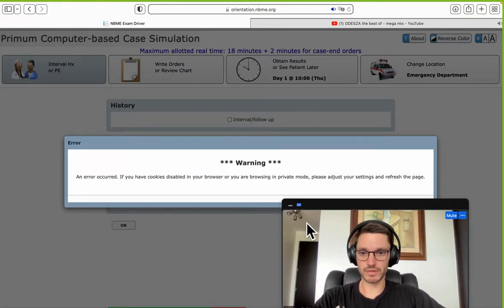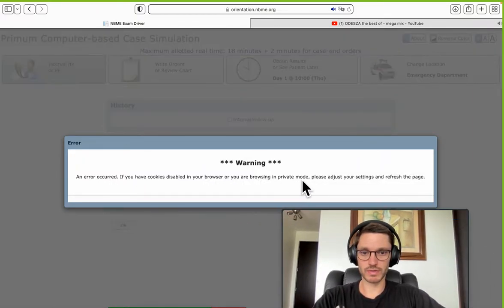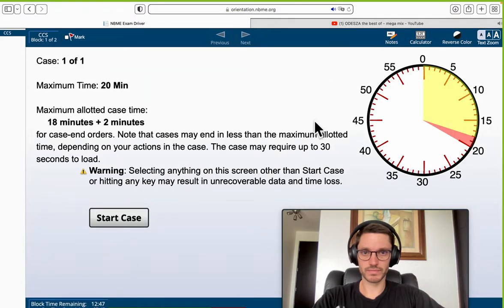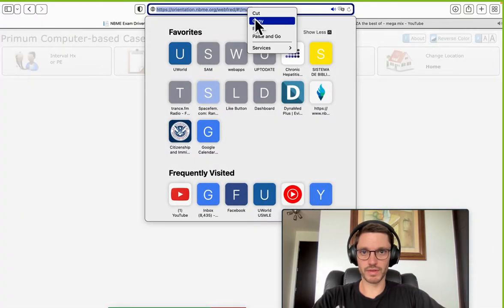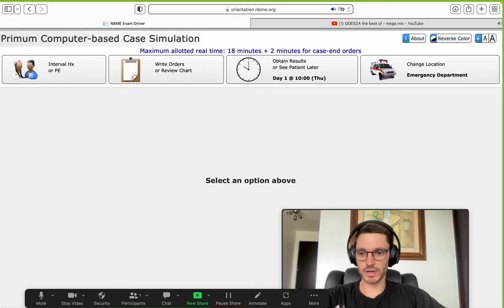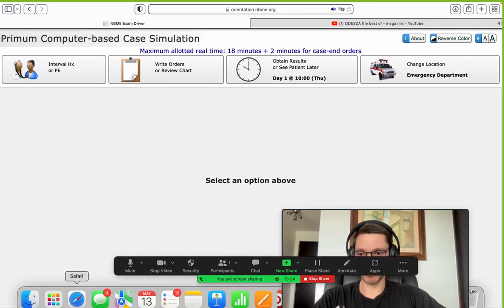If you have cookies disabled in your browser, in private mode, please adjust. What? Okay, warning, an error occurred. Okay, what can I do next? So I'm gonna open this in another page. Just stick with me. We'll continue in a different browser.